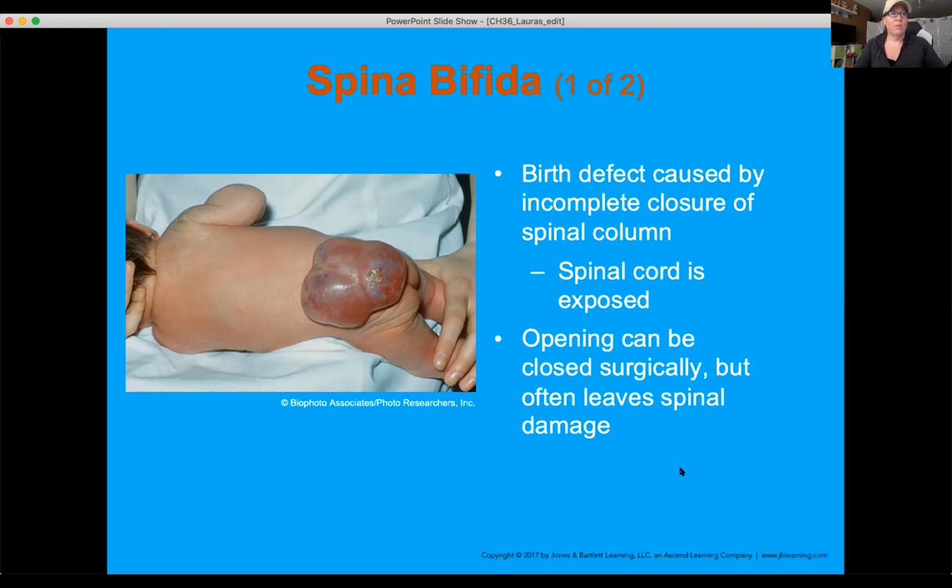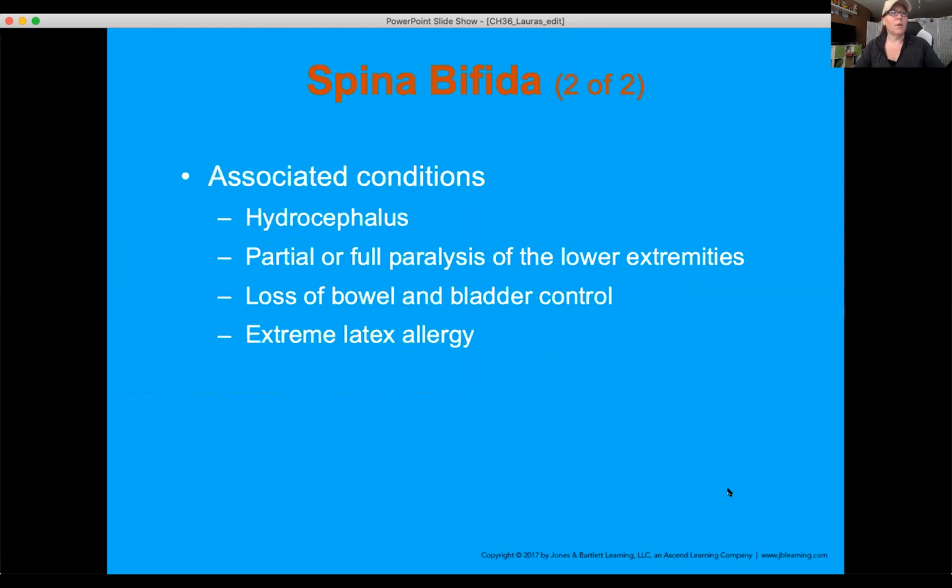Patients that have spina bifida, a lot of times they're going to be paralyzed or partially paralyzed. They're going to be unable to control their bladder or bowels. And then they have this thing called hydrocephalus. That's where there's an increase in fluid around their brain, and they'll require a shunt to relieve the fluid out of their brain and then drain it down into the abdomen.